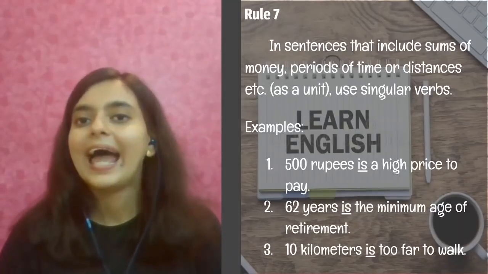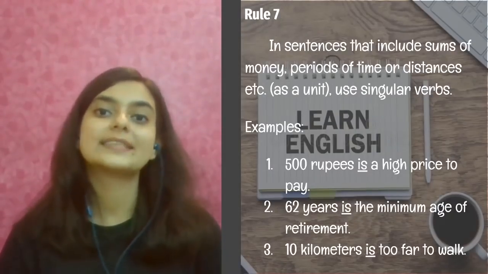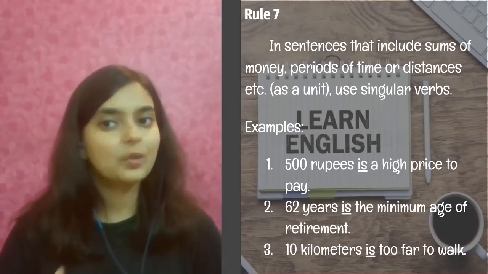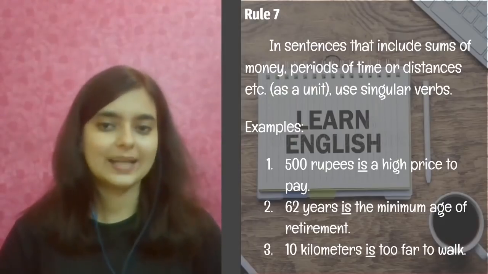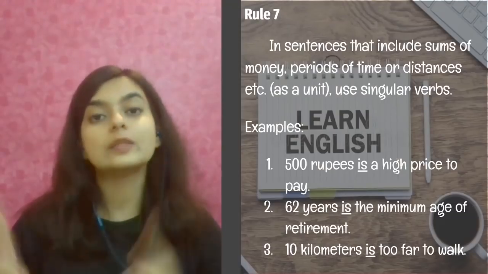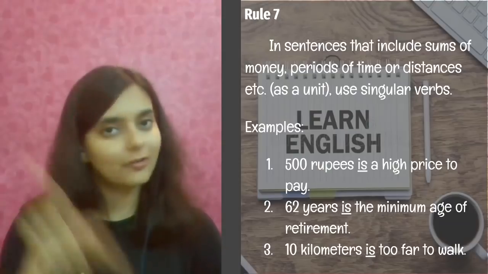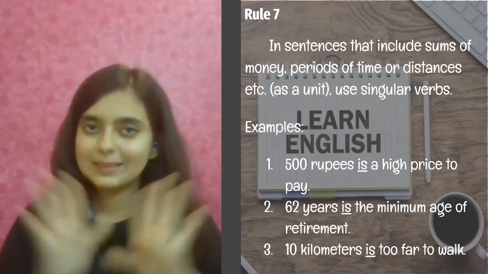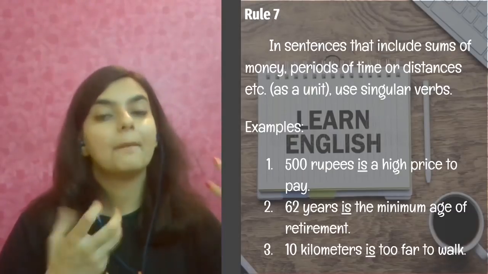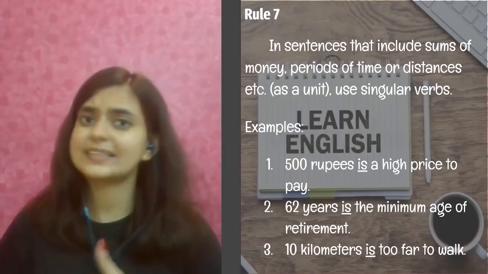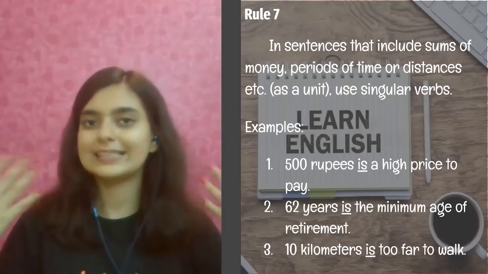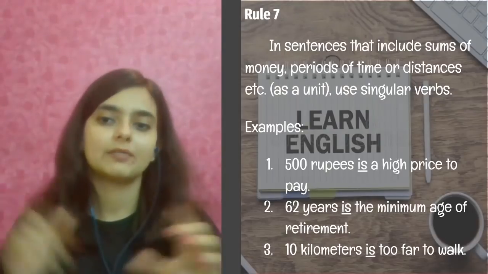Rule number 7. In sentences that include sums of money, periods of time, or distances, etc., as a unit, use a singular verb. For example, 500 rupees is a high price to pay. Do not say "500 rupees are a high price". Wrong. So whenever you are talking about a sum of money, like 500 rupees, 10 rupees, 20 rupees, 2000, whatever the case may be, you always use a singular verb.